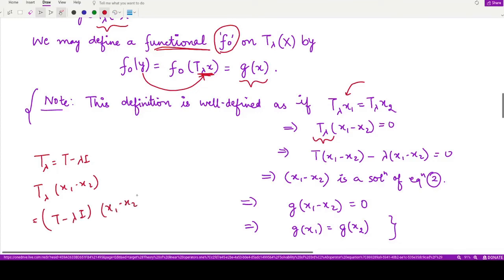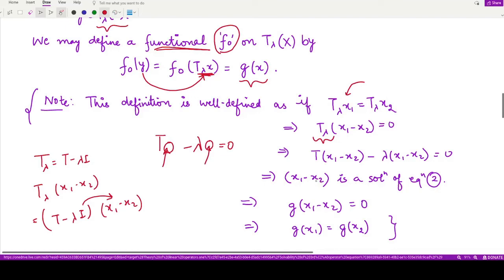So you can open up the bracket. So you have T of x1 minus x2 minus lambda times x1 minus x2, because I here is the identity operator. So when you multiply the identity operator by any element, you get that element back, right? So this thing is equal to 0. Now what does this imply? It implies that you have T of some element minus lambda of that same element that is equal to 0. So that means this thing is nothing but the solution of equation 2. So we have x1 minus x2 as a solution of equation number 2.